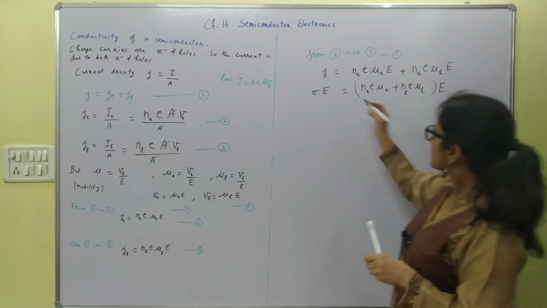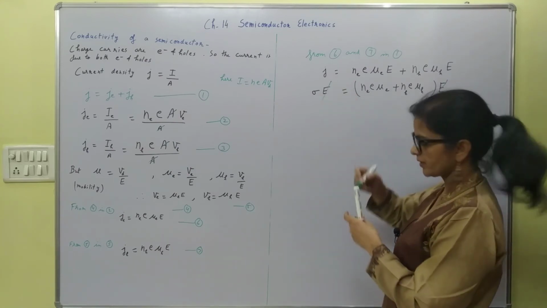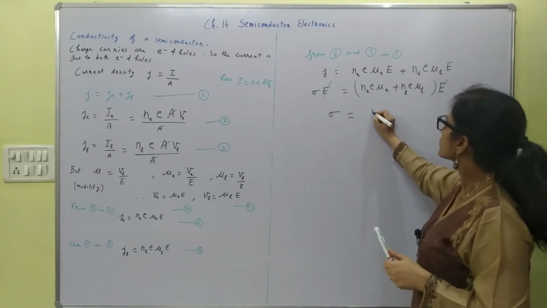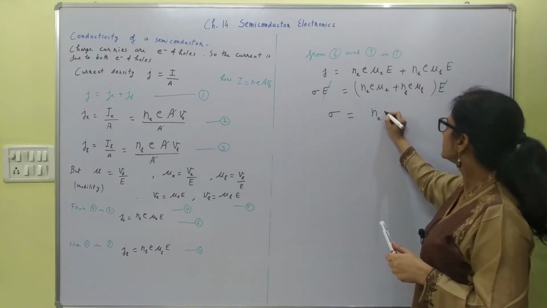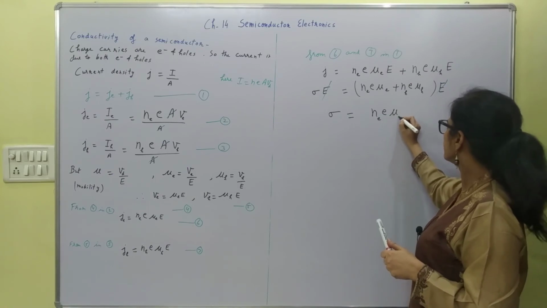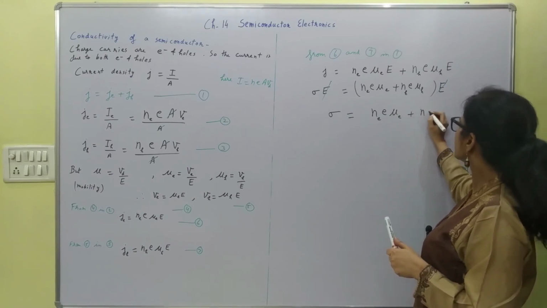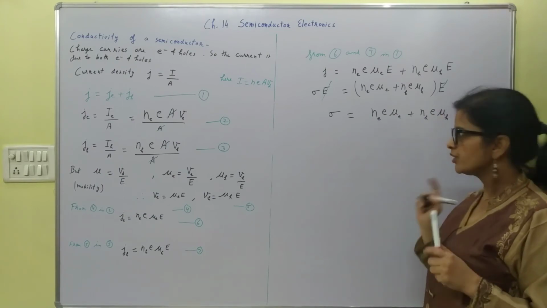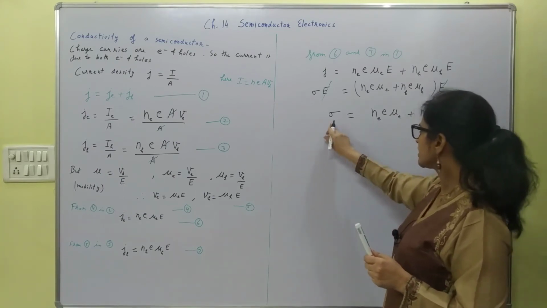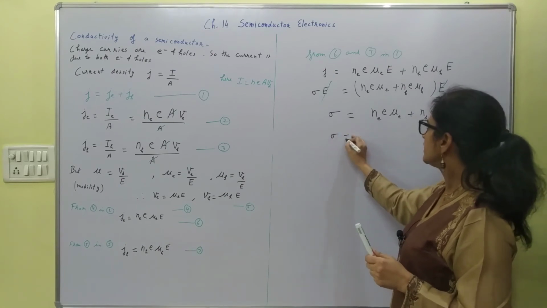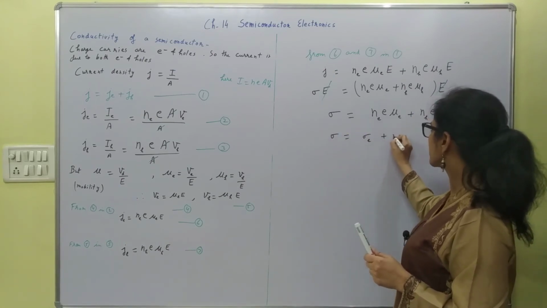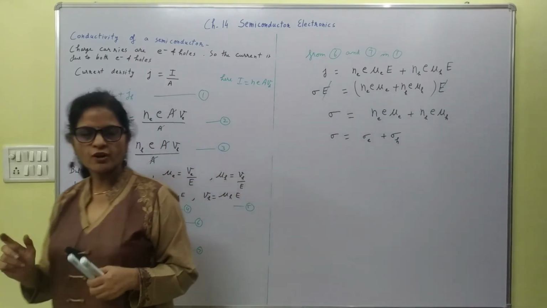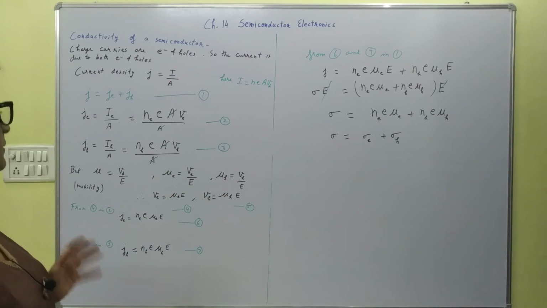So E can be cancelled from both the sides and we get the result that the conductivity of a semiconductor is equal to Ne e mu e for electrons plus Nh e mu h for holes. So we can say that the total conductivity is equal to the conductivity due to electrons plus the conductivity due to holes. So both are responsible for the conductivity in the semiconductor.